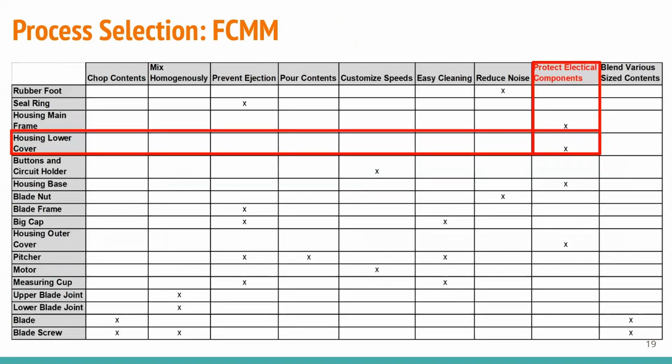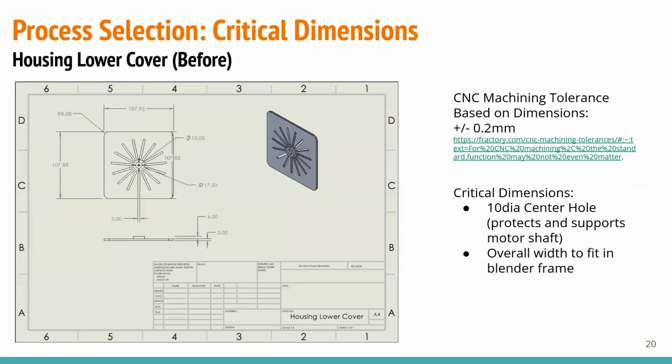For process selection, we chose the lower housing cover because of its critical role in housing and motor support. The critical dimensions of the housing lower cover are shown. The center hole has a 10mm diameter and tight tolerance to tightly support the motor. The width must also match the blender frame.